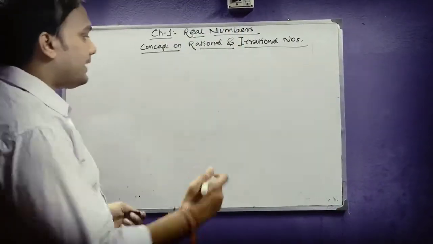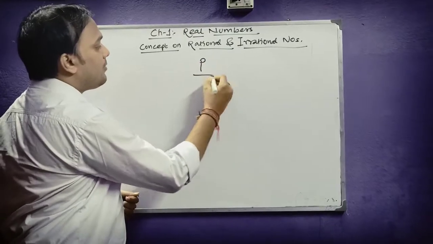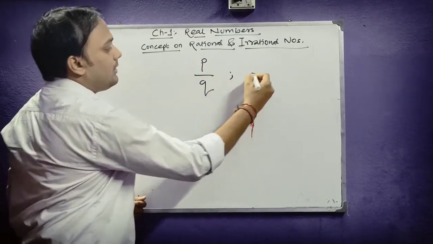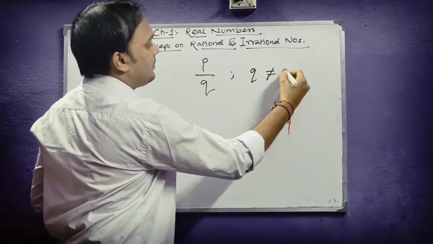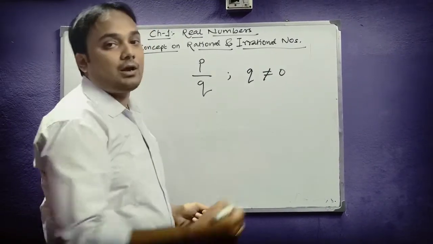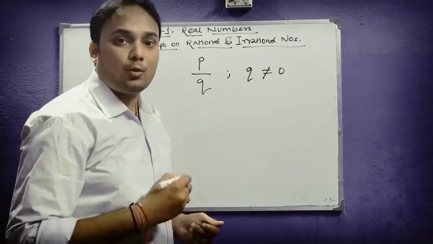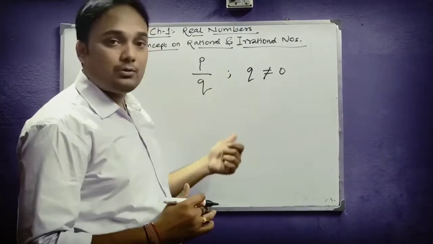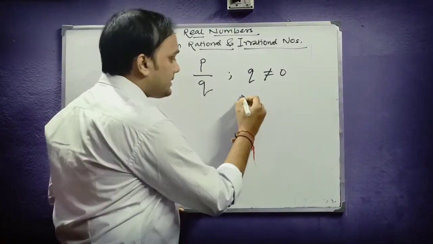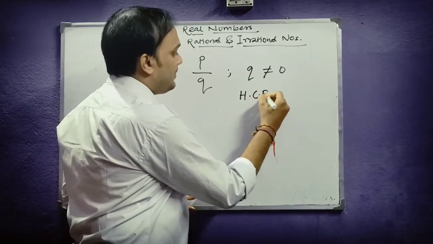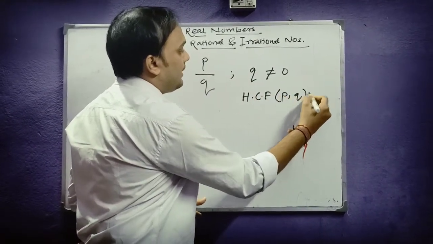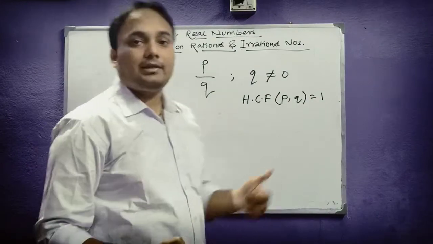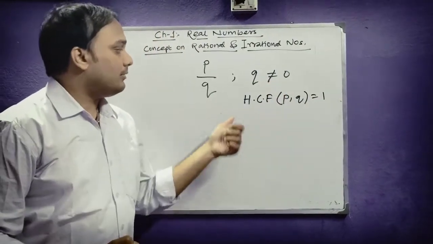That means if I can express any number in the form of p by q, where q is not equal to 0 and p and q are co-primes. What is co-prime? Co-prime means the HCF, highest common factor, of p and q should be 1. That means HCF of p and q should be 1. So we can say that then only the number is a rational number.